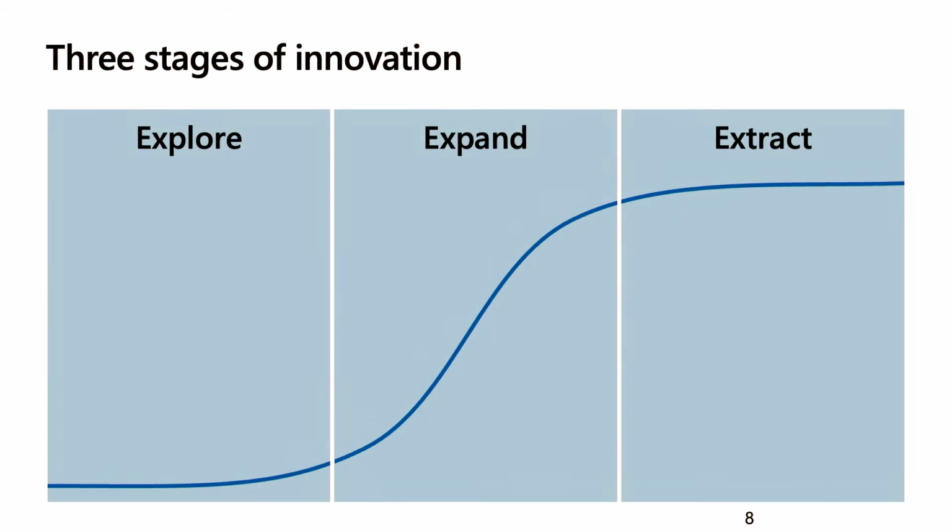So a gentleman called Kent Beck described these three stages of innovation, and it really maps well to this sigmoid curve that we've got here. He starts off with explore, and then expand and extract. And these help us understand the different stages that a startup goes through. So let's start off with explore.